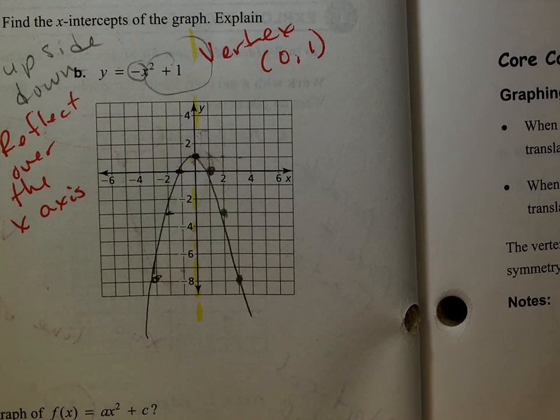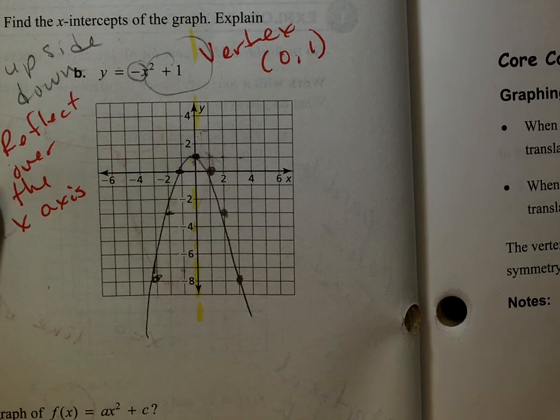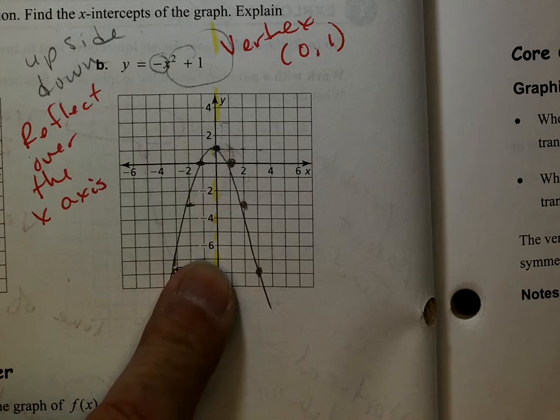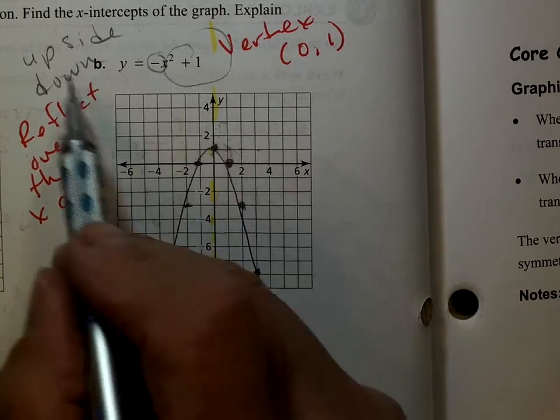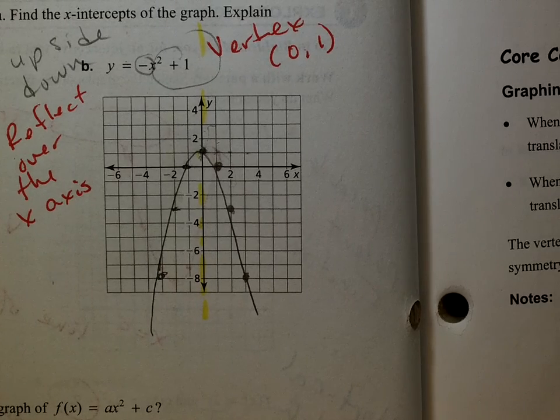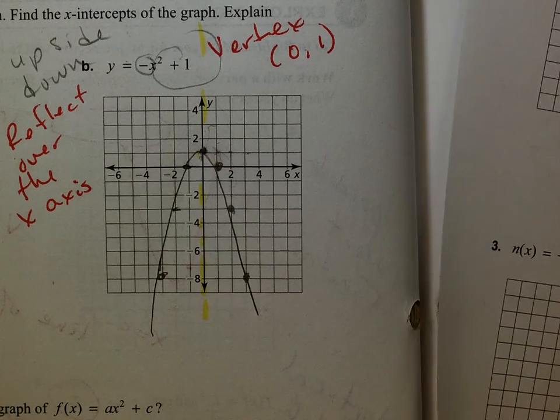So we reflected it over the x-axis, and then we moved the graph, translated the graph up 1. We reflected over the x-axis, we did a translation of 1, okay? How's that? Okay, now let's do a couple more of these.